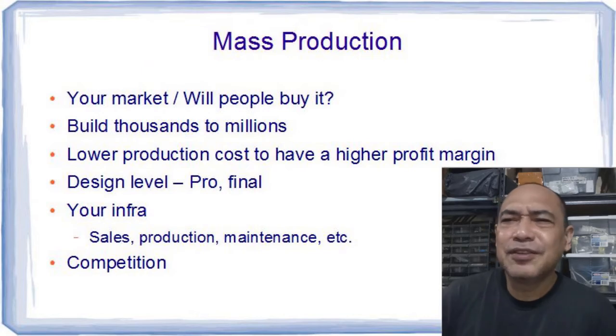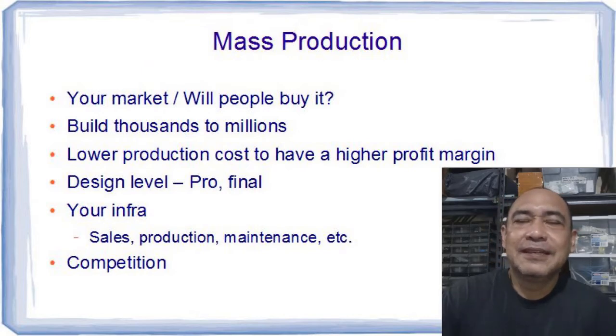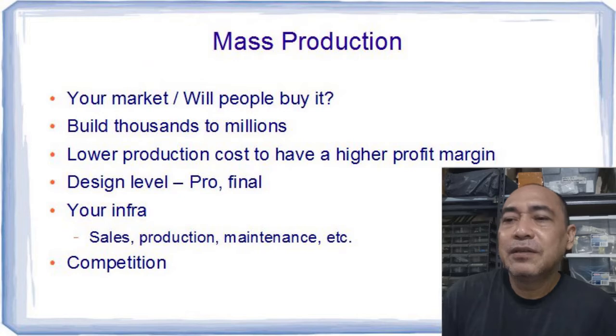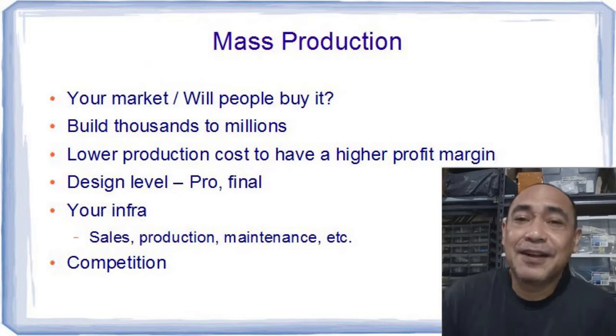So mass production, let's just go over this quickly because we'll probably not be able to do it anyway. You're building millions of stuff. You have to be able to estimate your market. You do it so you totally lower your production cost. The design level has to be professionally done, so no breadboards and stuff. All laid out to maximize your profitability. Your infrastructure, of course, you're going to need a company behind you. You're not going to be able to do a mass produced product just by yourself.